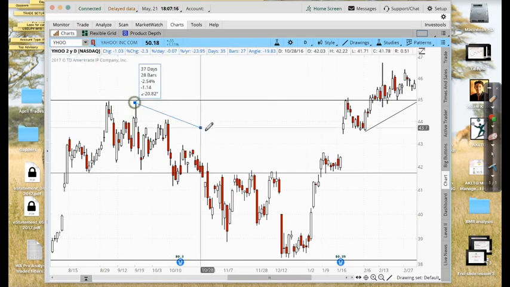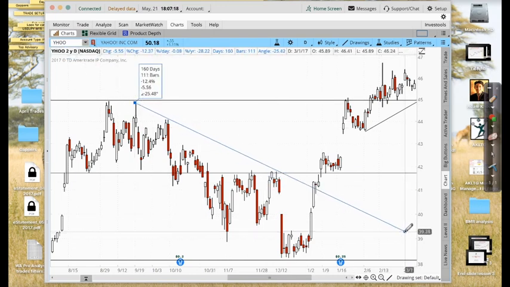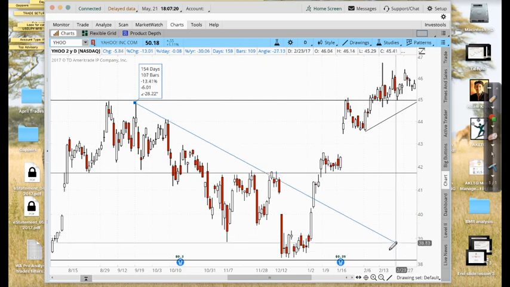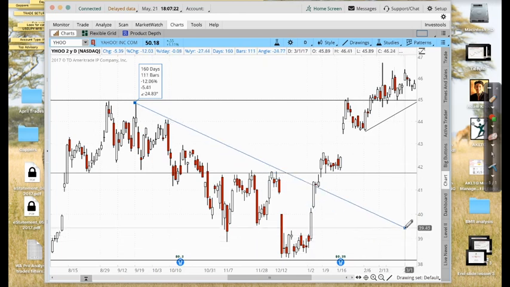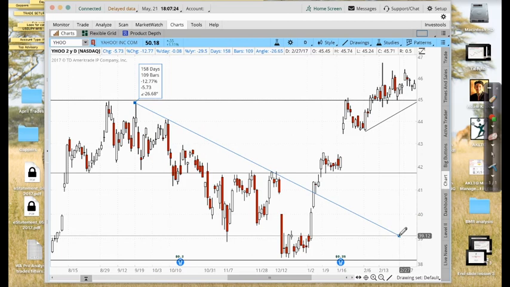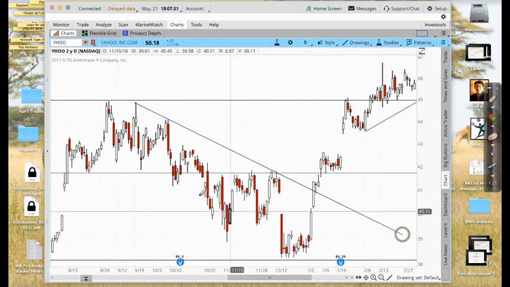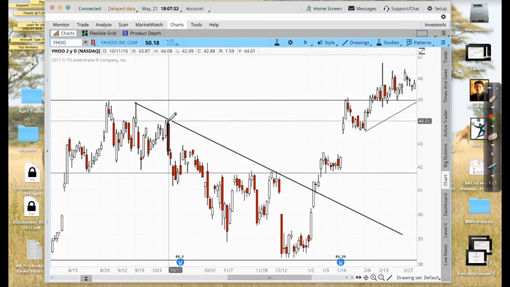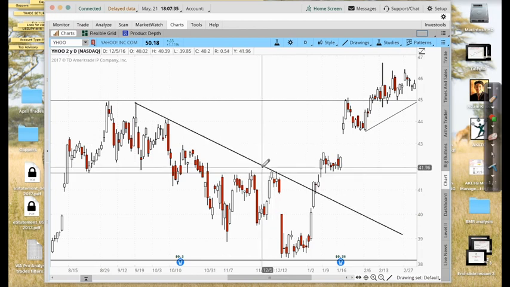So connect that. Where does it connect 3 points? There. All right, so there you go. 1, 2, 3. That's a resistance. It broke above that, found support, and boom, went up there. There you go.